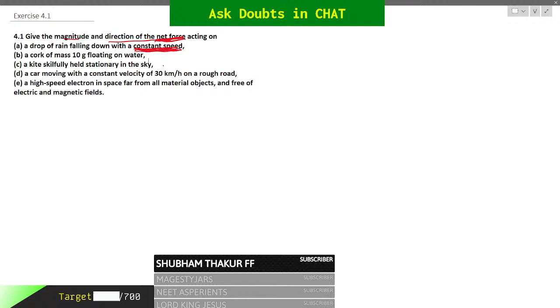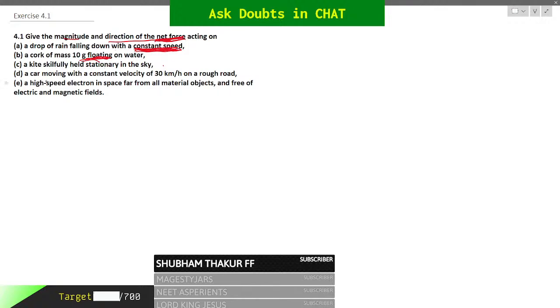In the second scenario, we have a cork of mass 10 gram floating on water. Again, the case is of balanced force, because the cork is experiencing a net 0 force, and that's why it is still floating on the water. Otherwise it would have either accelerated downwards or upwards.